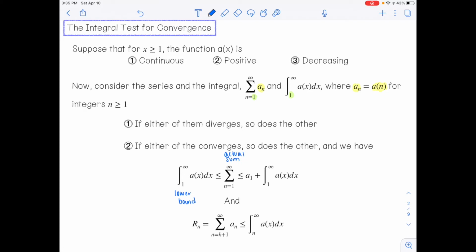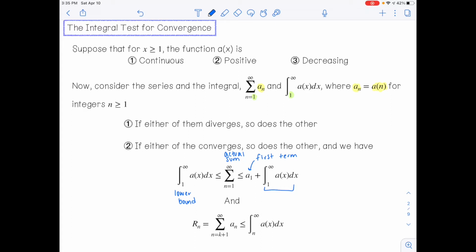So the value of the improper integral is going to be less than or equal to the actual sum of the infinite series, which is going to be less than or equal to the first term plus the value of the improper integral. So we can actually find a lower and upper bound for what the actual summation is equal to, even if we can't find what the exact value is, right? We can find the 2 values that it has to be in between.